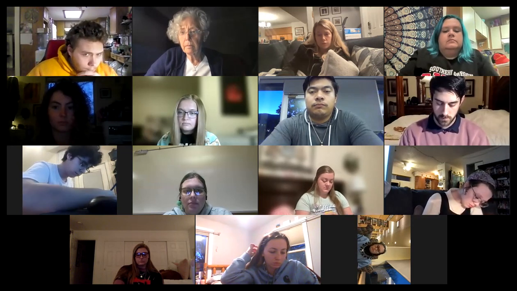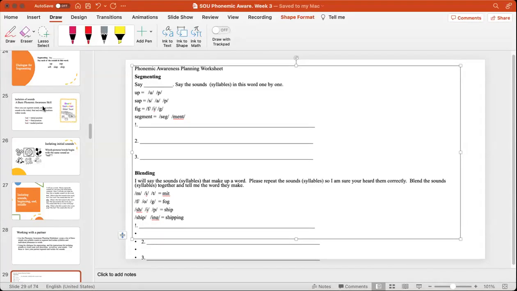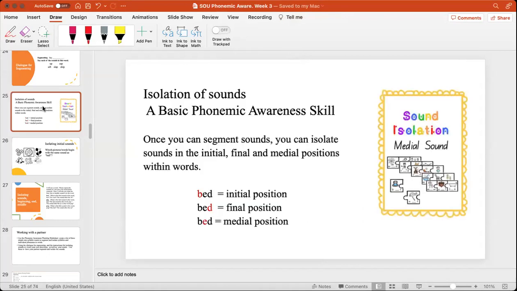Okay, let's see what else we got up my sleeve here. Another thing that we want to do in this simple phonemic awareness skill set, we want to do segmenting. We also want our students to be able to discern what is the first sound, what is the last sound, what is the medial sound in a simple one-syllable word.